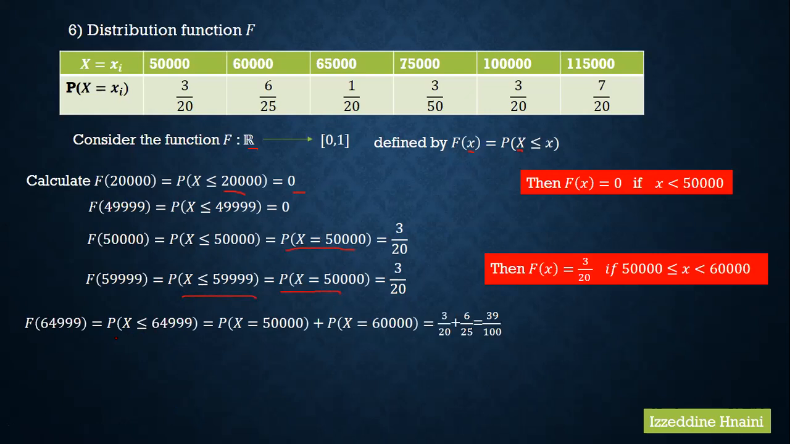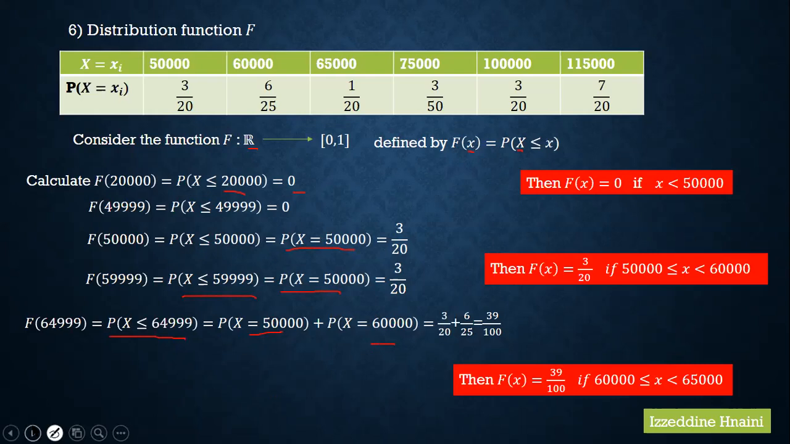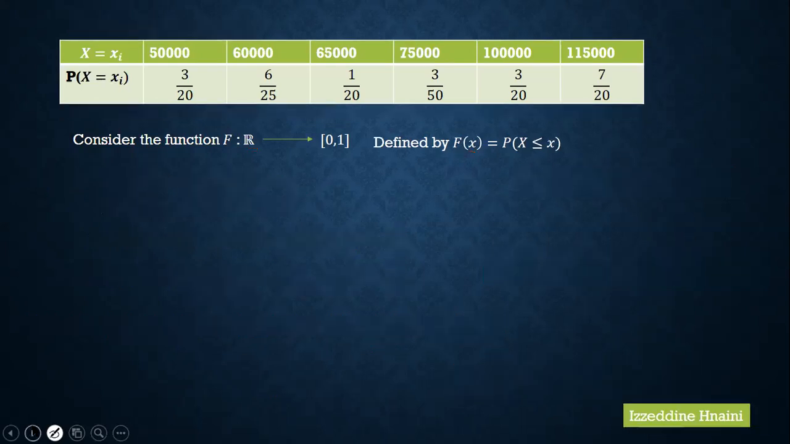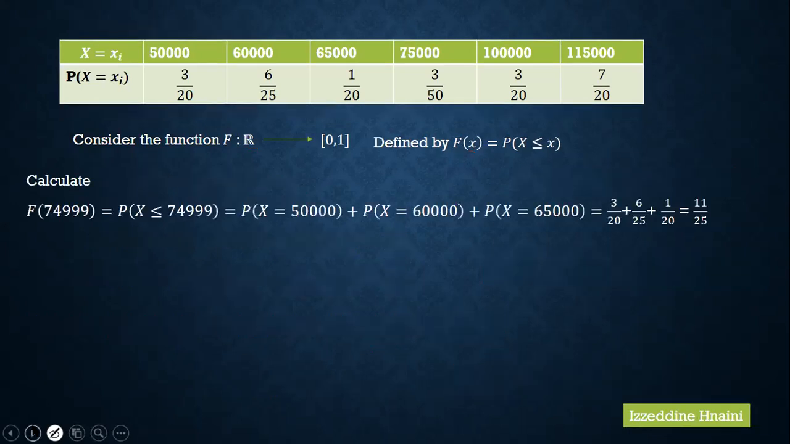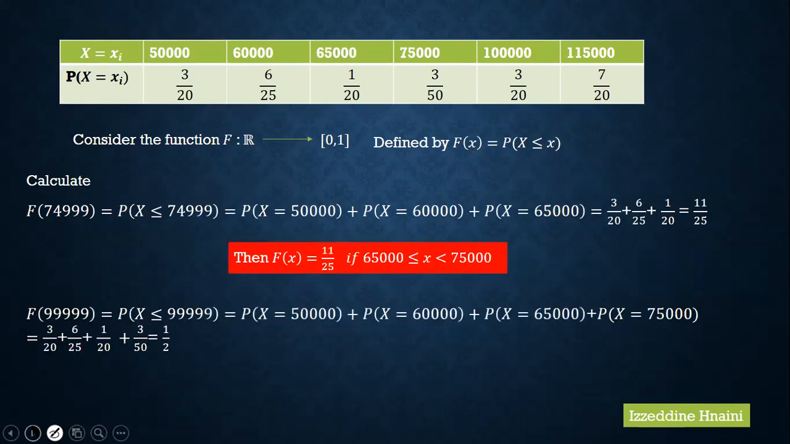Another example, F(64,999) is the probability that the random variable is less than or equal to 64,999, which is the probability that the random variable equals 50,000 or 60,000, which is equal to 39/100. So we can deduce that the distribution function is equal to 39/100 for any value between 60,000 included and 65,000. Similarly, for the other cases, you can solve them alone.